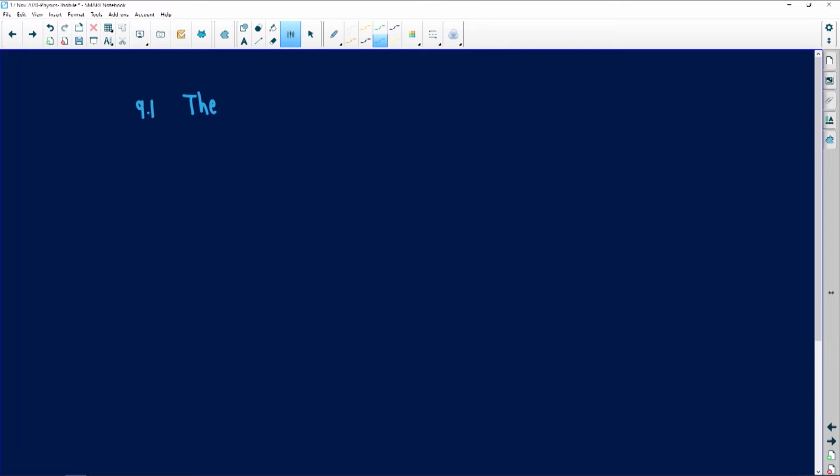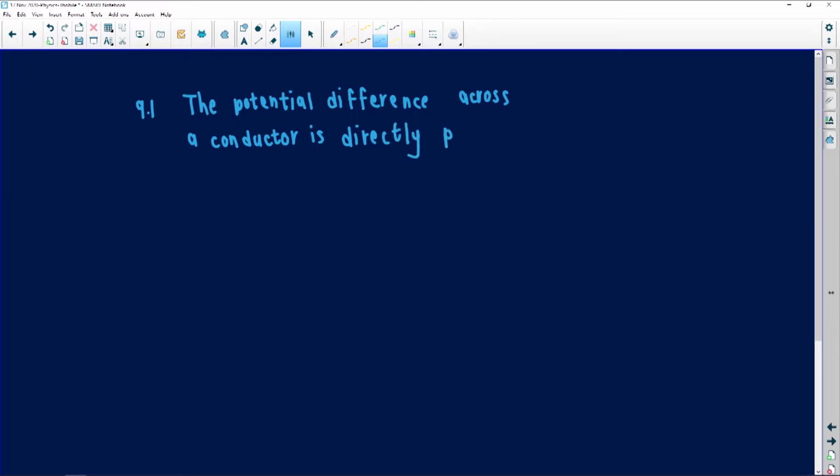So for Ohm's law, it says the potential difference across a conductor is directly proportional to the current in the conductor at constant temperature.